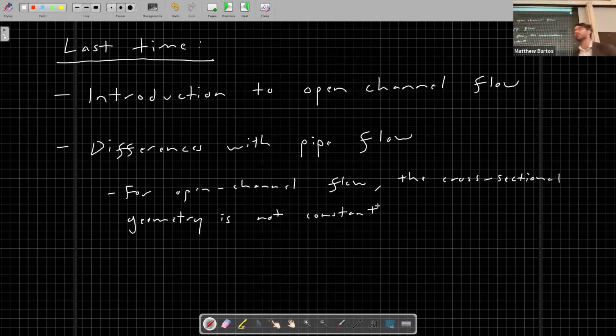What was another major difference in terms of how we looked at the force balance? Yes. The conservation of mass and momentum is the same. That is true. Remember, though, that the pressure term, we treated it a bit differently for open channel flow as opposed to pipe flow. So if you'll remember, pressure is treated differently.